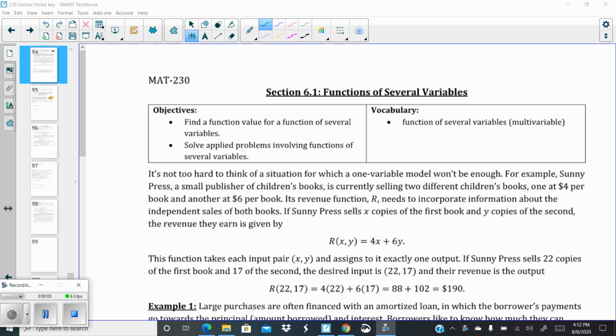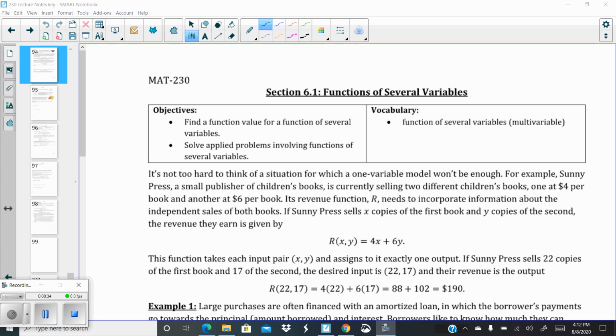All right, we are now in chapter 6. This is the last chapter in Math 230. So 6.1 is functions of several variables. This is actually something that you would see if you were taking a Calculus 3 course. You would actually get into functions of multiple variables. That's why they call it multivariable calculus. We will get into some of the topics there. We will not get quite as in depth as they do in Calc 3, but you are going to start seeing some multivariable calculus. Okay, so let's go ahead and get started.